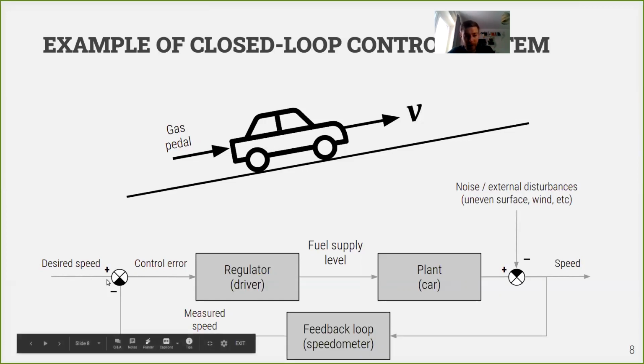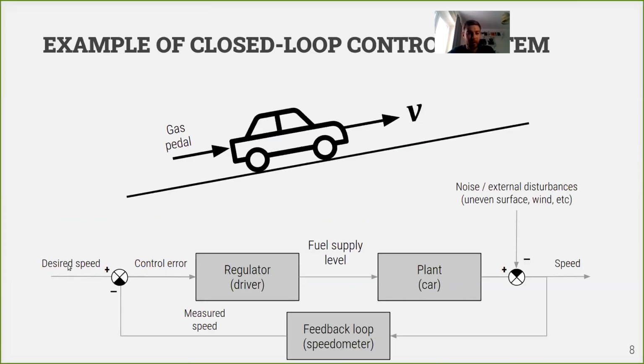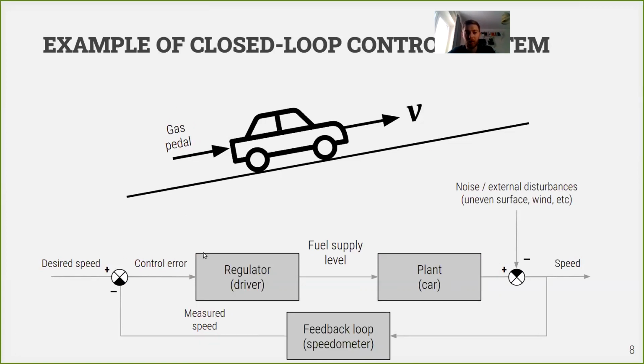So we have a desired speed minus measured speed. We get a control error. You remember that control error is a difference between something desired and the real measured one. So here we get the control error by subtracting the measured speed from the desired one. And this is an input to our driver. So he knows the difference between the speed he wants to travel and the real speed. And if the real speed is lower than the desired one, he pushes the gas pedal just a bit more.